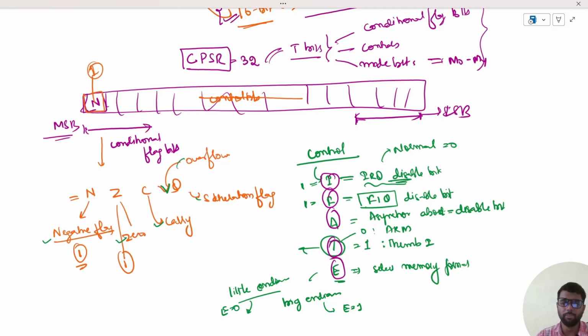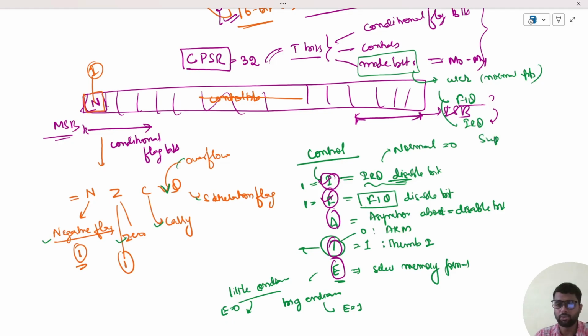So what are the mode bits? The processor can operate in different modes. One is called the user mode, which is used for normal applications. Then there is FIQ, fast interrupt, and IRQ, the normal interrupt. We have seen that the processor could operate in FIQ and IRQ depending upon the control bits I and F. Then we have the supervisor mode, then the abort mode and the undefined mode.